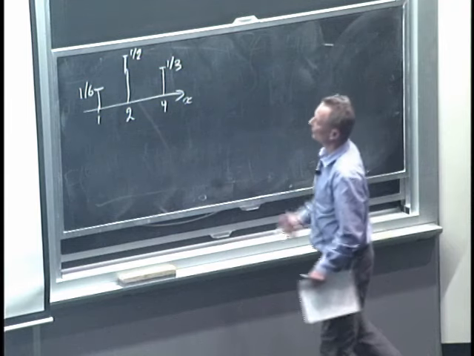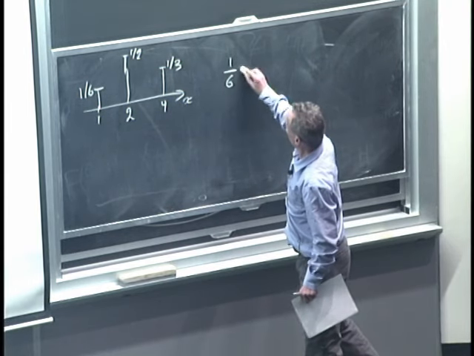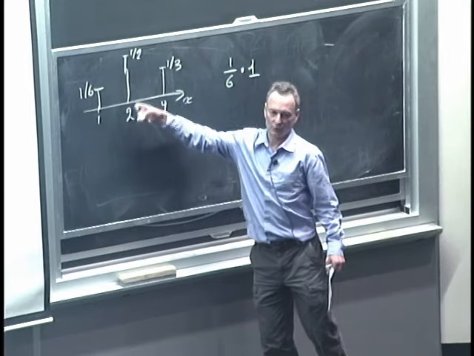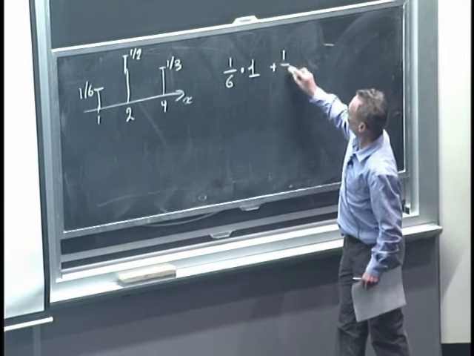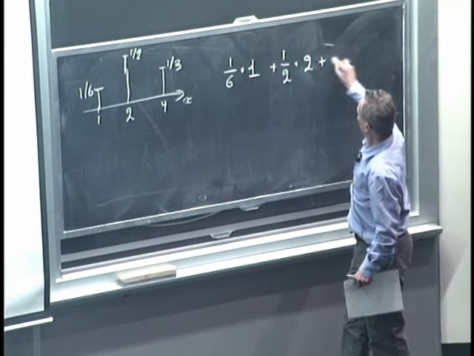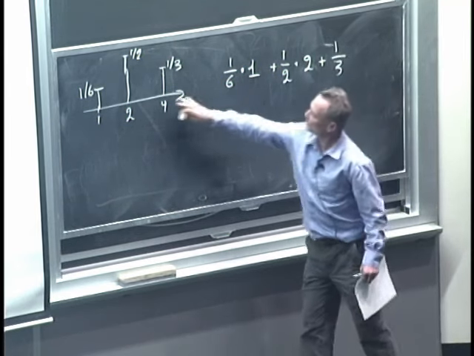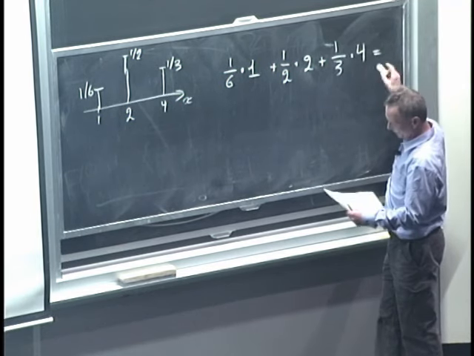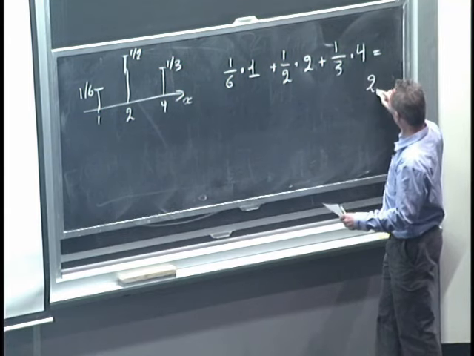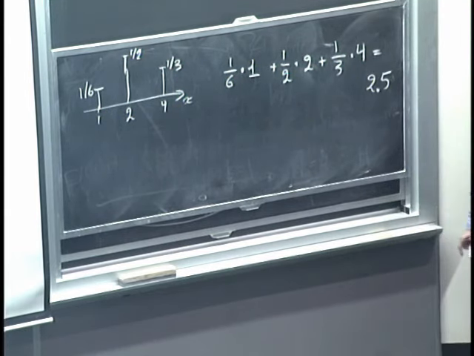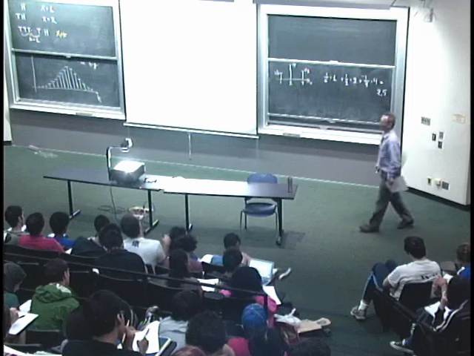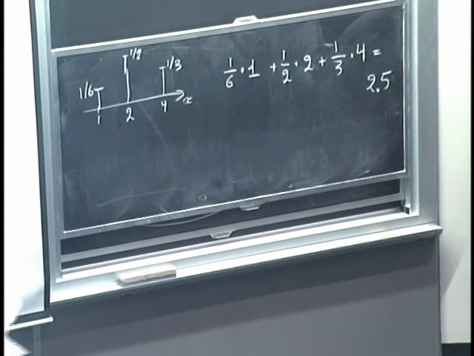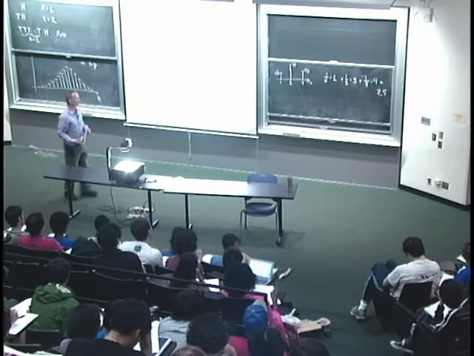Well, you can think as follows. 1/6 of the time, I'm going to get $1. 1/2 of the time, that outcome is going to happen, and I'm going to get $2. And 1/3 of the time, the other outcome happens, and I'm going to get $4. And you evaluate that number, and it turns out to be 2.5. Okay, so that's a reasonable way of calculating the average payoff if you think of these probabilities as the frequencies with which you obtain the different payoffs.